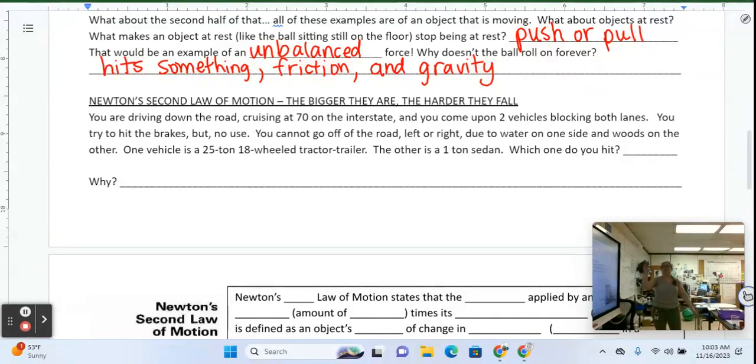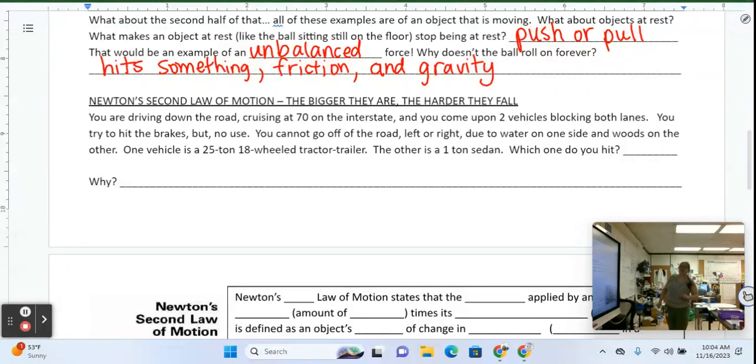All right. You're driving down the road, cruising at 70 on the interstate. And you come up and there are two vehicles blocking both lanes. You try to hit the brakes, but your business partner has cut the brakes, trying to get you out of the business and collect on the life insurance policy they took out on you. Tsk, tsk. You can't go off the road. One side, you drop off into a lake. The other side, you drop off into woods. You will not survive. So you have to hit one of the vehicles.